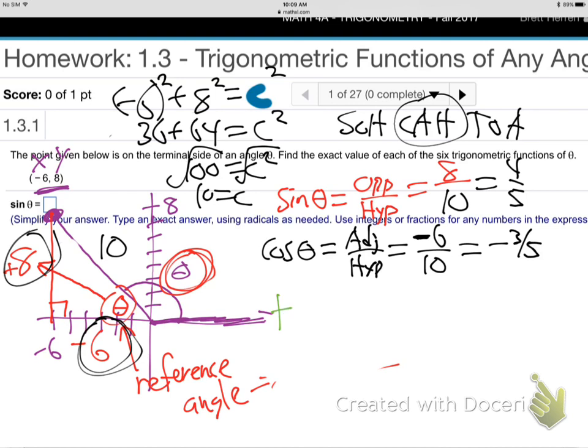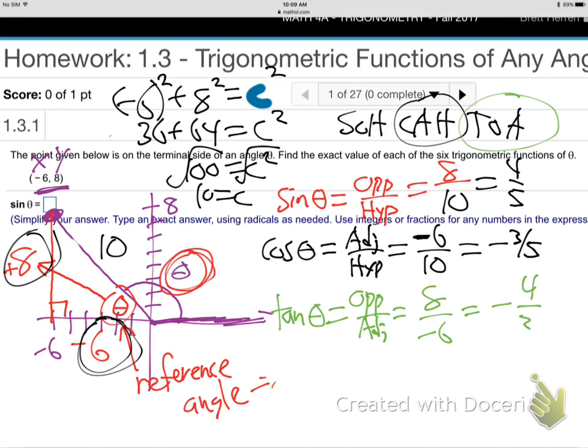And then tangent. Yeah, TOA. Tangent is opposite over adjacent. So 8 over negative 6. So that's negative 4/3.